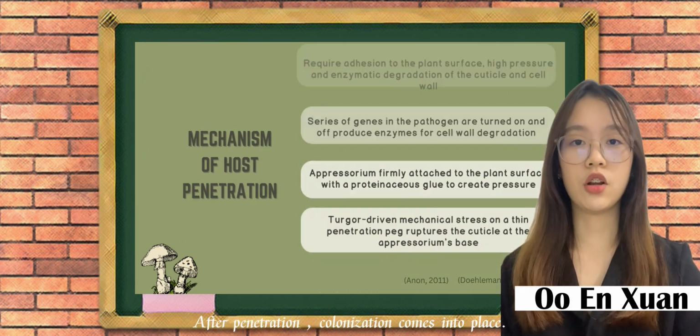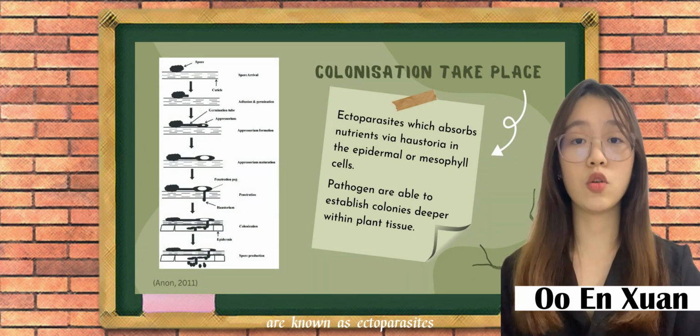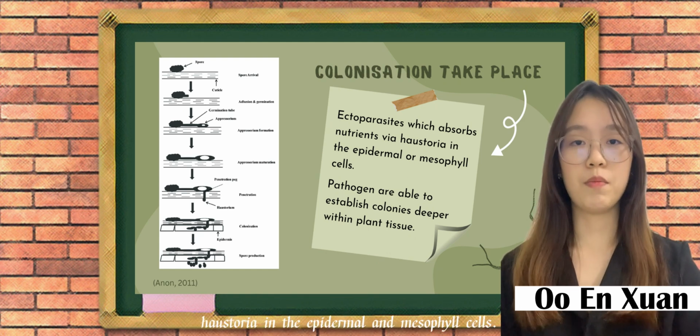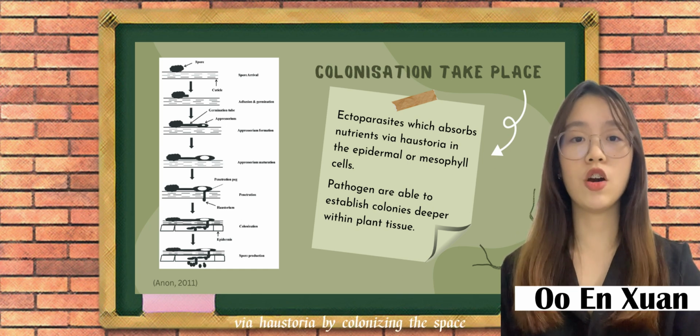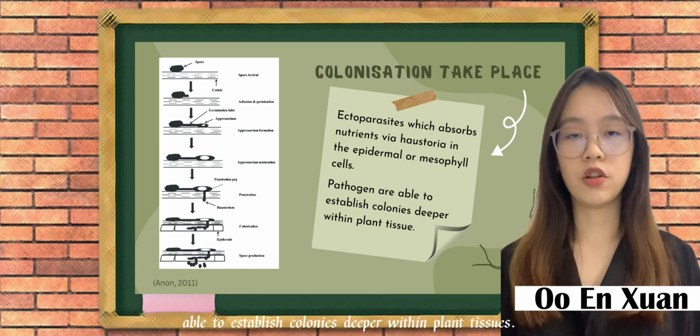After penetration, colonization comes into place. The pathogenic fungi known as ectoparasites absorb nutrients via haustoria in the epidermal or mesophyll cells. There are also parasites that enter the host epidermal and mesophyll cells via haustoria by colonizing the space between the cuticle and the outer wall. Generally speaking, pathogens are able to establish colonies deeper within plant tissues.